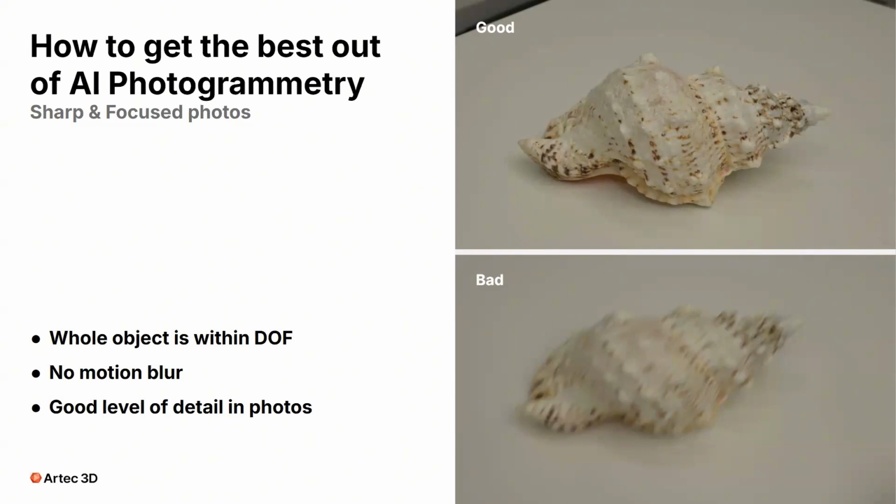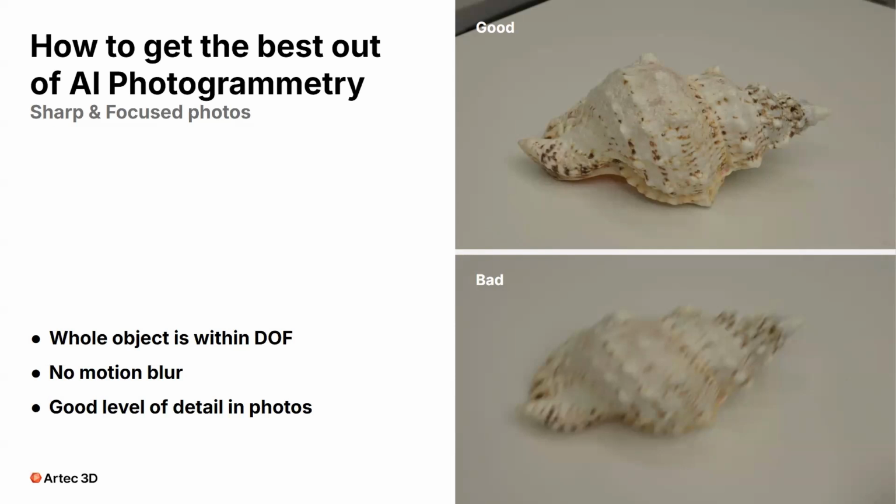Then let's talk about sharp and focused photos. Here it's pretty simple. You would like to have your whole object within the depth of field of the camera. So adjust the settings of your camera, adjust the focal length appropriately. And adjust the distance which you use to take the photos from for that, in order to have the whole object in the field of view of the camera, and it should be sharp.